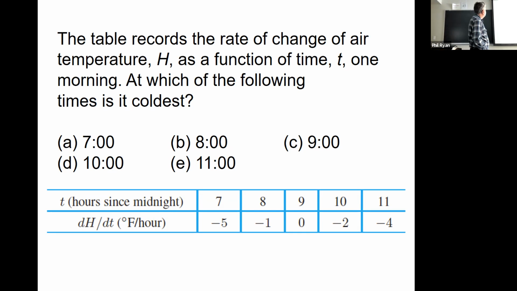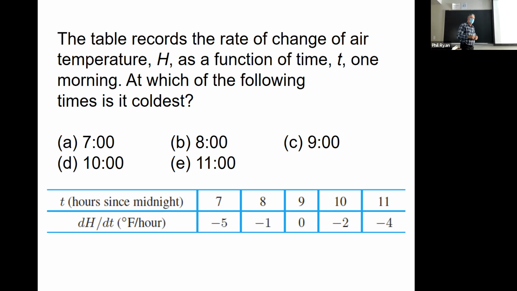So here we're looking at temperature as a function of time. And so at what time was it the coldest at this place? And what I give you is the derivative at every hour. So what do you think that derivative would have been? So let me ask Eric. It would be 11, wouldn't it?